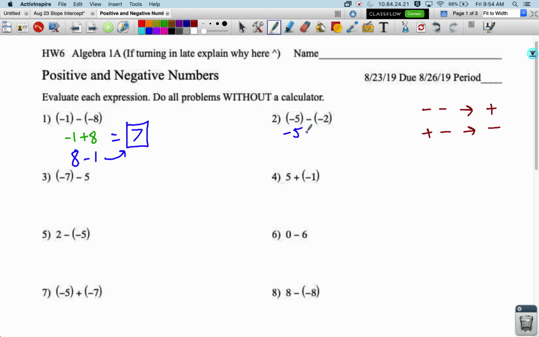Let's turn this into -5 plus 2. Here, switching around is probably not going to help us very much. Since this is the bigger number, instead let's just think I'm $5 in debt, I deposit $2, now I'm only $3 in debt, just like that.